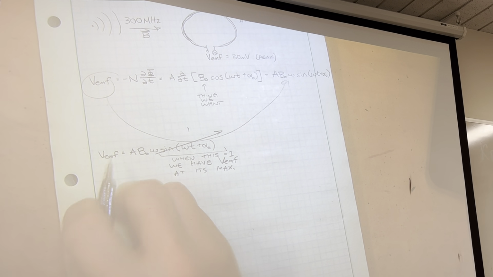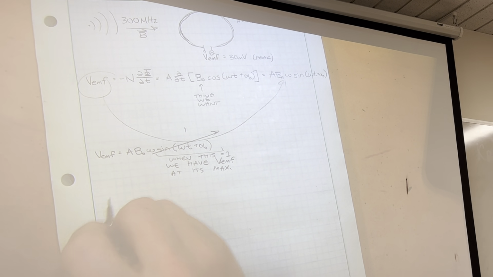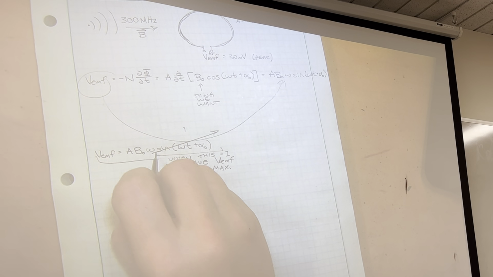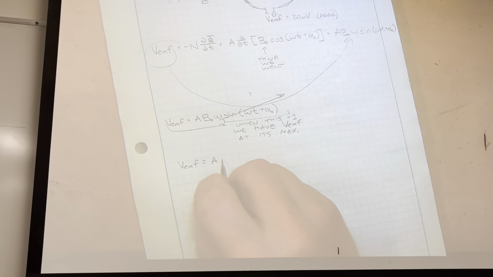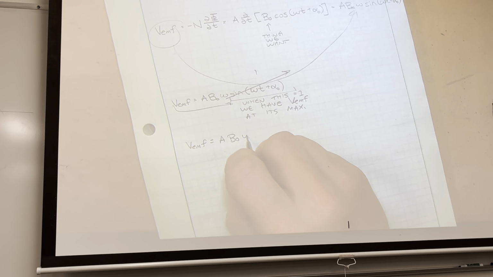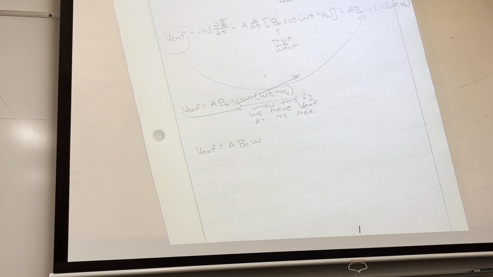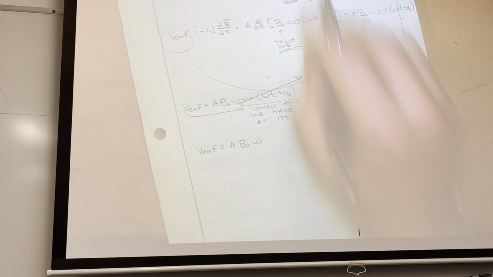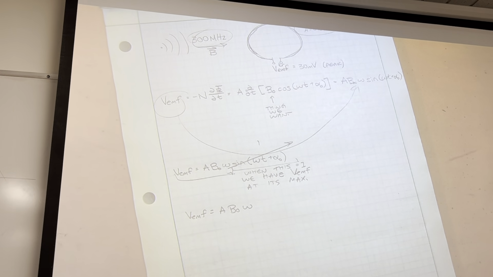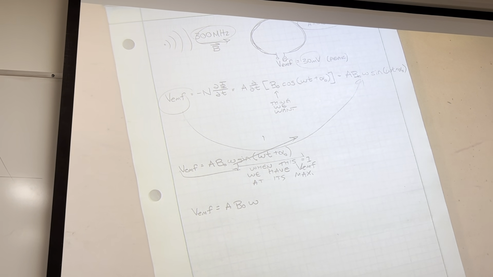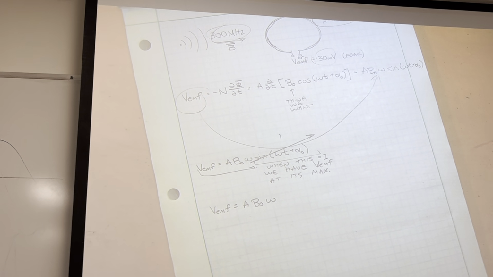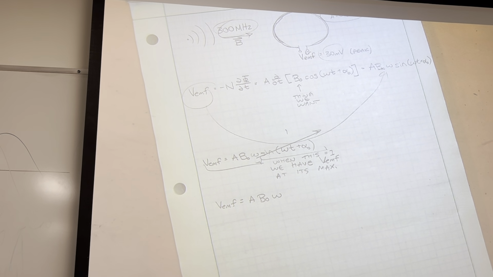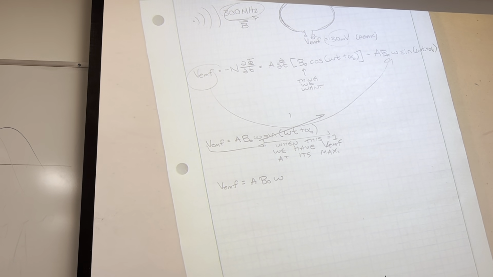So if I know that this is the case, now I just have V EMF equals A B naught omega. I'm done. I was given everything else. There's A. I can get omega from 300 megahertz. And there's V EMF, solved for B naught. A lot of these problems wind up being just sort of thinking in 3D space.